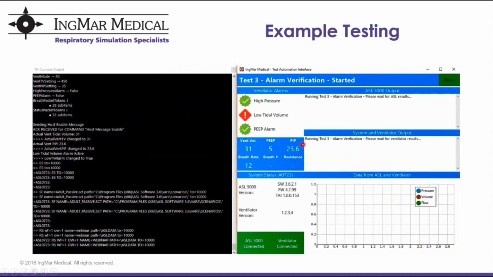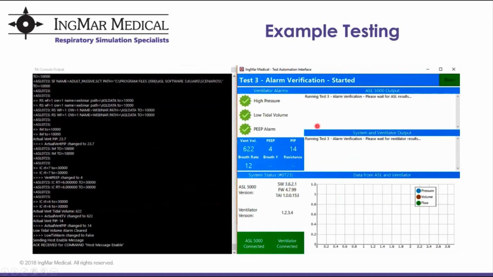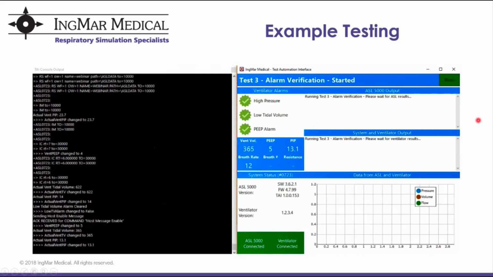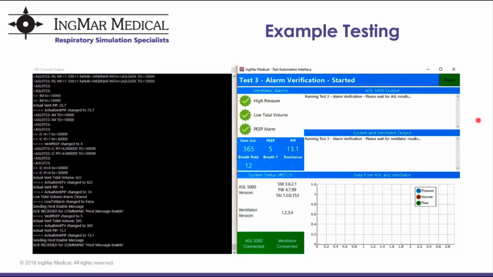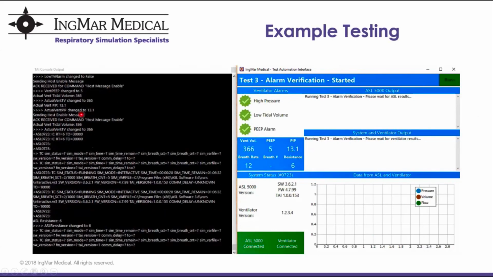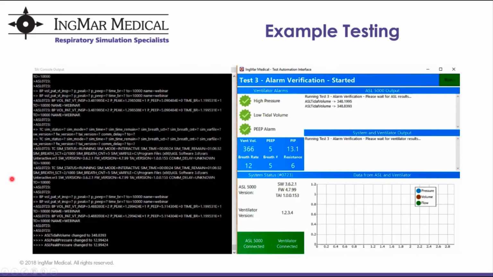As I've been explaining this, we've completed 2 tests that could be based on comparing tidal volumes or peak pressures for 2 different modes, volume control in test 1 and pressure control in test 2. In the third test, we wanted to verify alarm limits. Here, as the simulation runs, you can see the IC command being invoked. Our volume limit for this test is 300 milliliters.